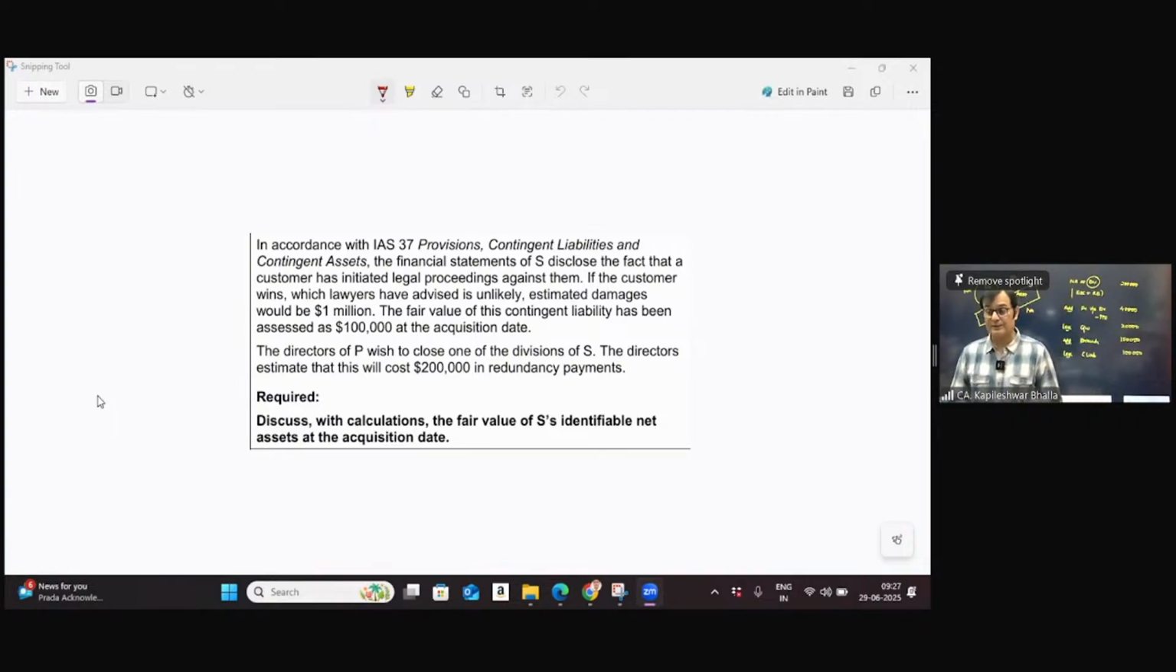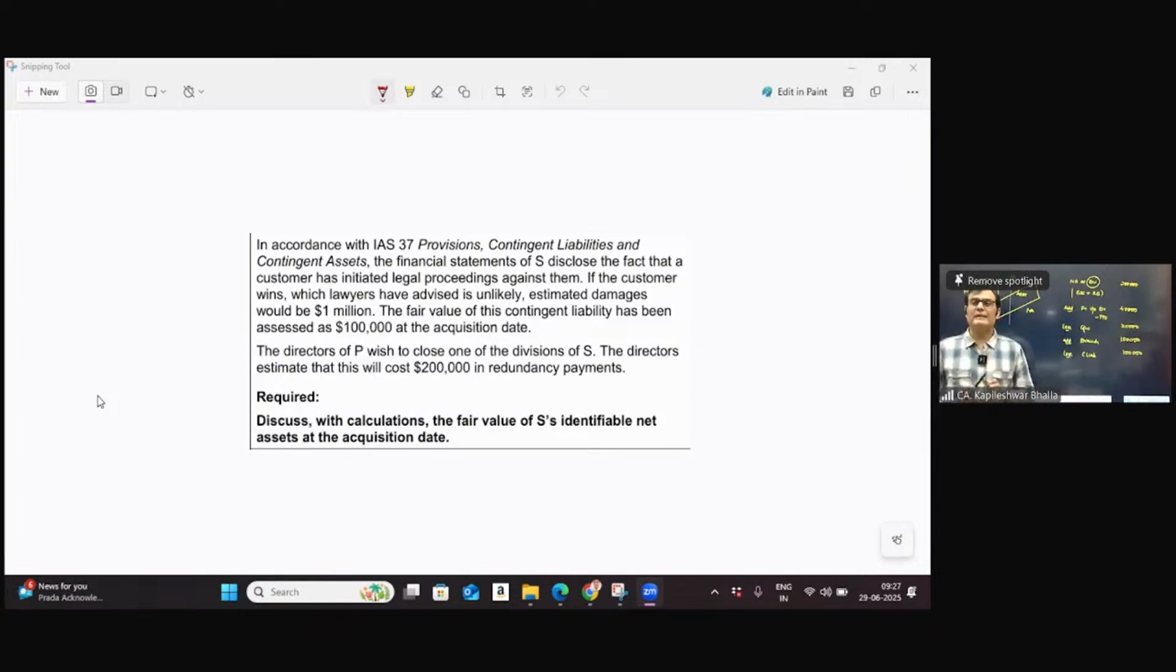Yes, sir. Although the contingent liability criteria, it has to be determined and approved before the balance sheet date in order to recognize the provision. So in this case, when they say that the directors wish to close the division, their wish is not supposed to be a formal communication. So in this case, we need not recognize the contingent liability. We can give the notes to the accounts. Yes, possible.